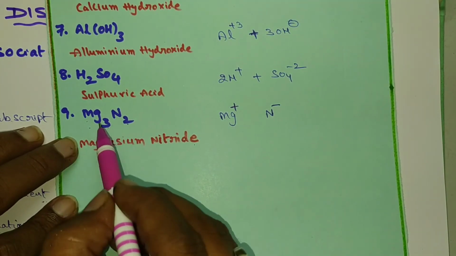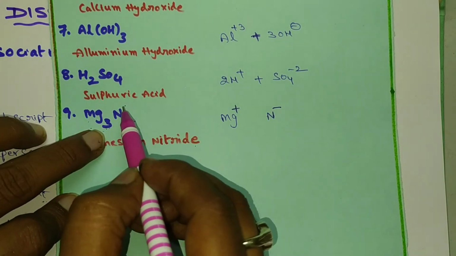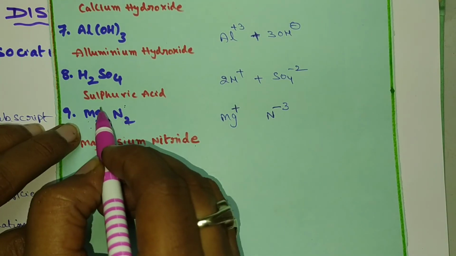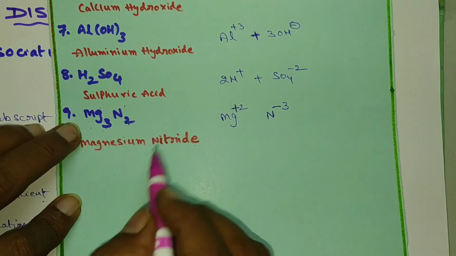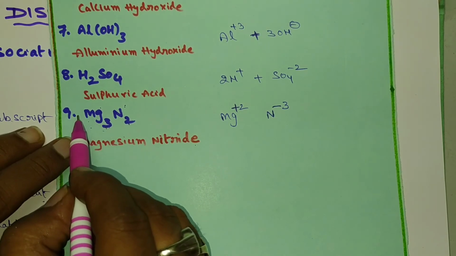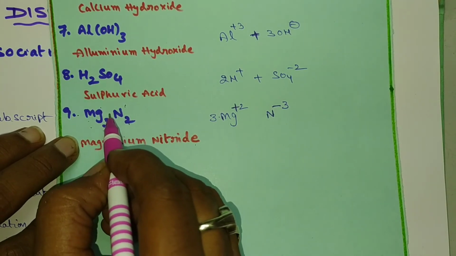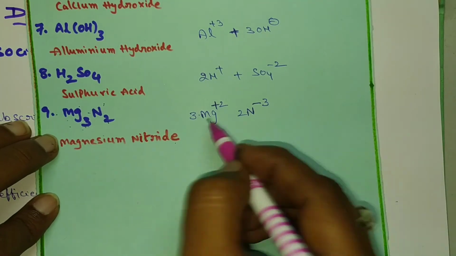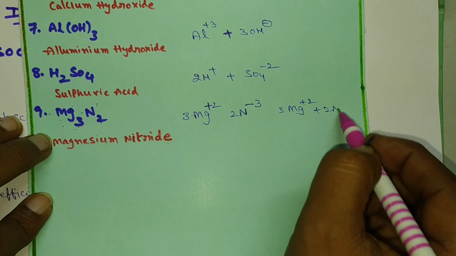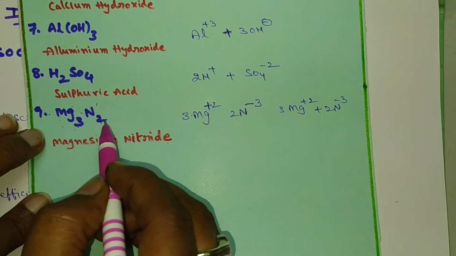In the second step, the subscript will become a superscript. The subscript of magnesium is 3, it will become the superscript for nitrogen, so it will become minus 3. Here the subscript is 2, it will become the superscript for magnesium, so here plus 2. That is the second step. In the third step, the subscript will become the coefficient: for magnesium that is 3 into, and for nitrogen that is 2 into. So that is 3 into Mg plus 2 plus 2 into N minus 3. So this will be the dissociation of magnesium nitride.